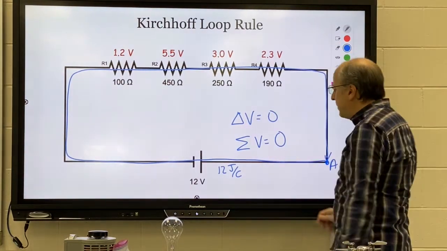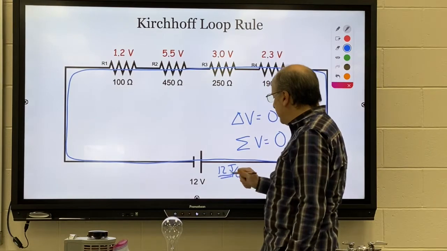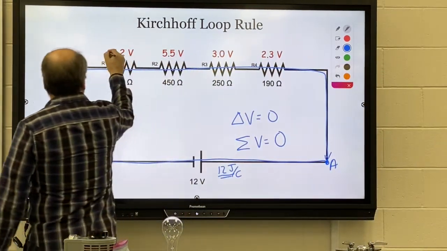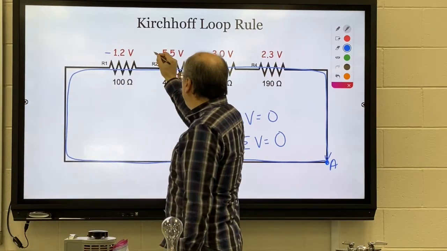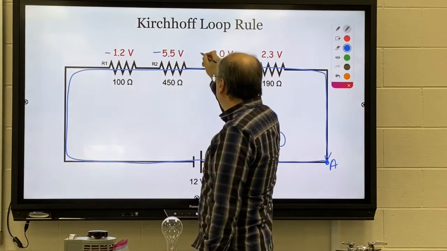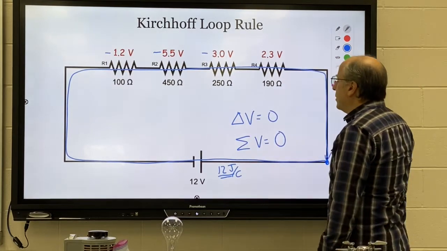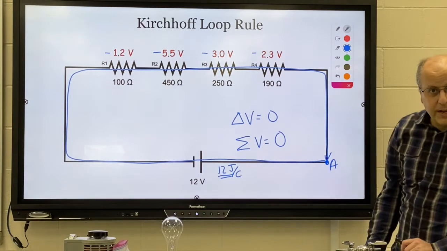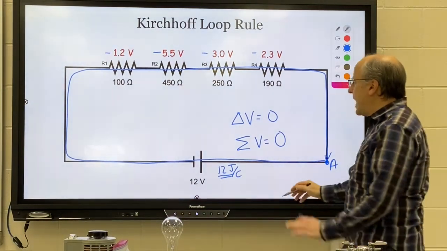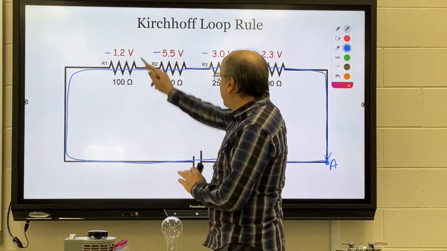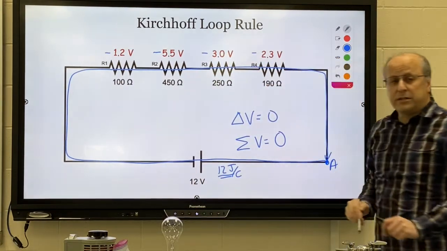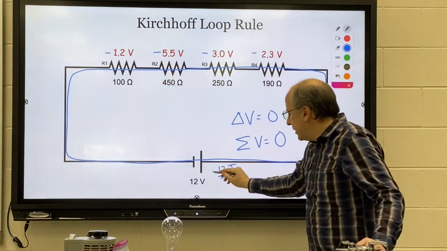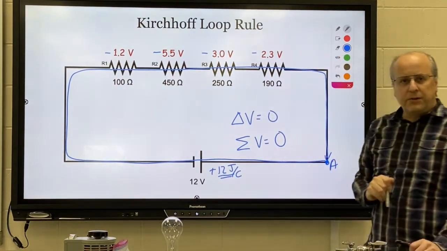Okay, so inside the battery, they gain 12 joules of energy. As they flow through the resistors, they're going to lose 1.2 volts, 5.5 volts, 3 volts, and 2.3 on the last one. So if we add up what they gained in the battery and what they lost in the resistors, we should get a total, taking into account the pluses and the minuses, of 0.